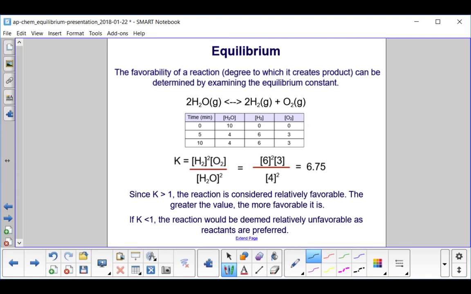When K is greater than 1, that means that the numerator of this expression is larger. That would be the products, right? The products are larger. So if K is greater than 1, the reaction is considered relatively favorable. The greater the value, the more favorable it is, so the more the equilibrium is shifted toward the products. If K is less than 1, the reaction would be deemed relatively unfavorable, as the reactants, or the denominator of this equilibrium expression, are preferred.